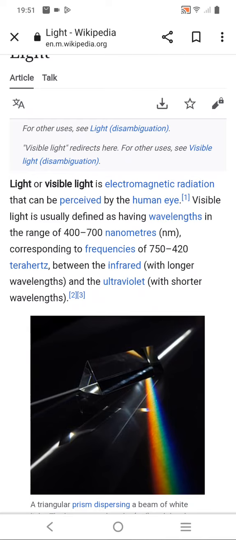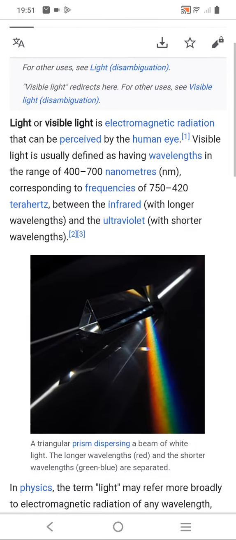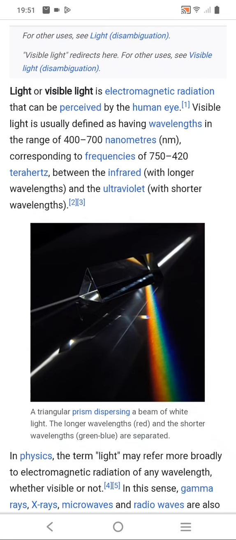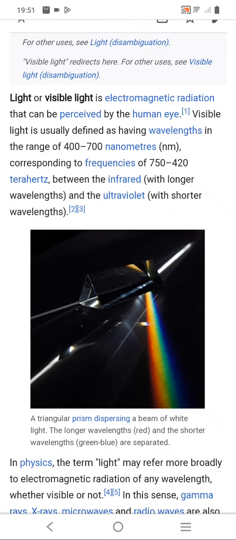Light, or visible light, is electromagnetic radiation that can be perceived by the human eye. Visible light is usually defined as having wavelengths in the range of 400 to 700 nanometers, corresponding to frequencies of 750 to 420 terahertz. So the frequencies for light are in the terahertz range, between infrared with longer wavelengths and ultraviolet with shorter wavelengths. The frequency is extremely high, and the wavelengths are at the level of 400 nanometers.